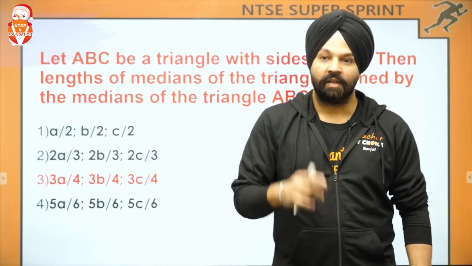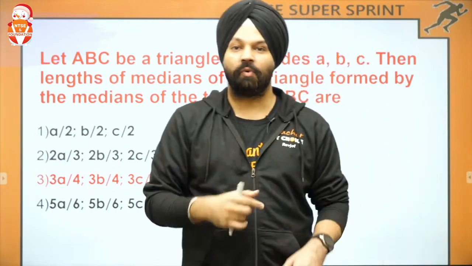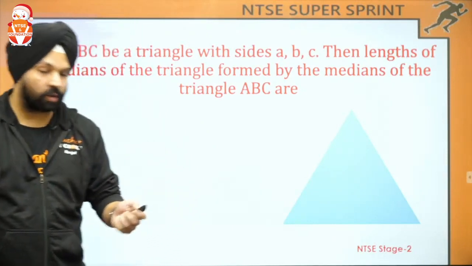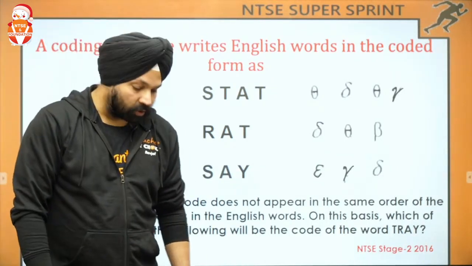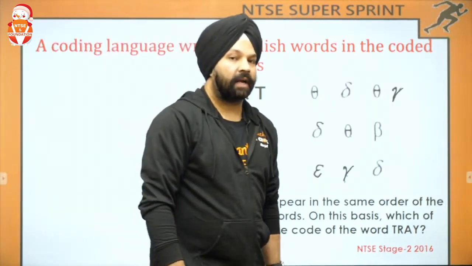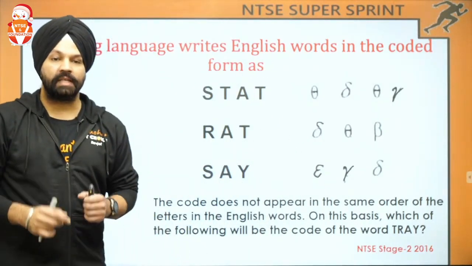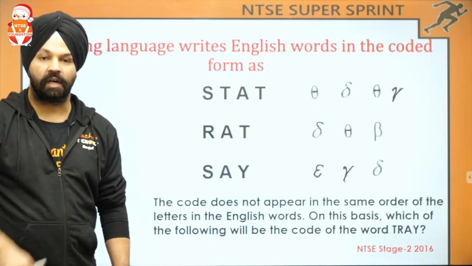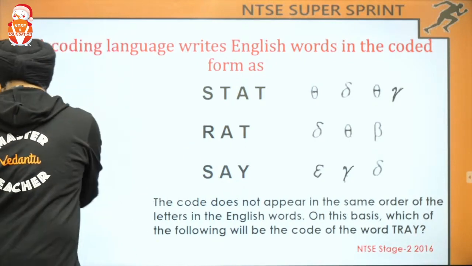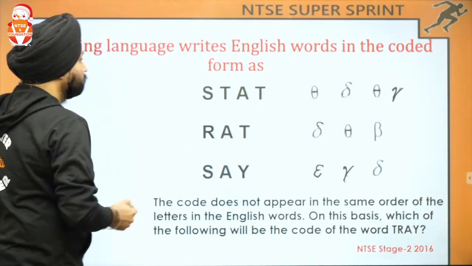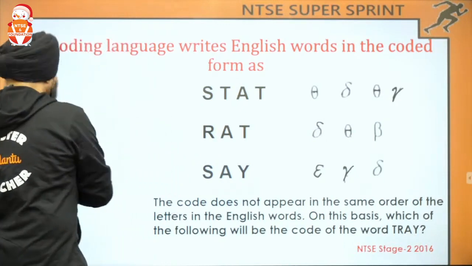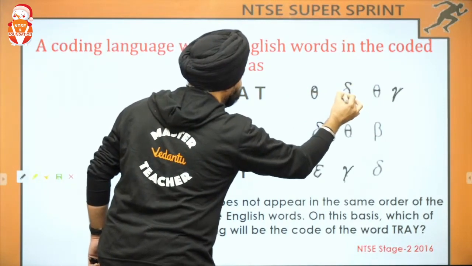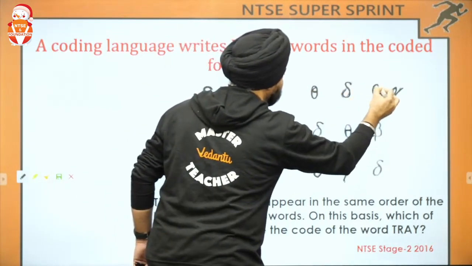Okay. So now moving back to the question, right? We are moving on to question number 2. I hope everyone is ready for the second question. So let's move on to the second question, which concerns coding decoding. Again a question from NTSE stage 2. And you can see what the question demands. What is the question telling you? It says in a coding language, English words are written in coded form as follows. Oh wow. So you are given stat, rat and say. Let me make these a bit dark. This is theta, delta, theta, gamma.